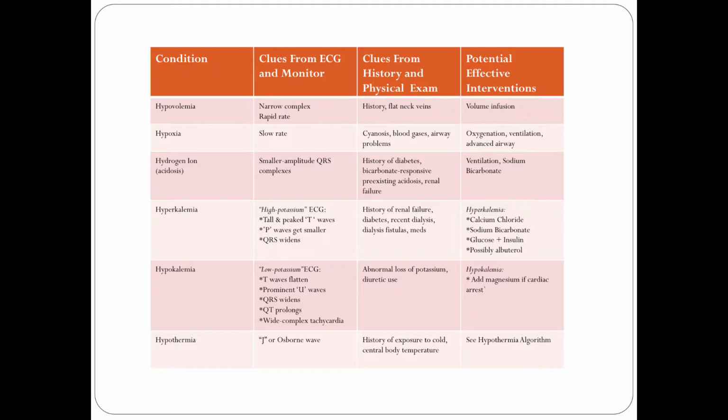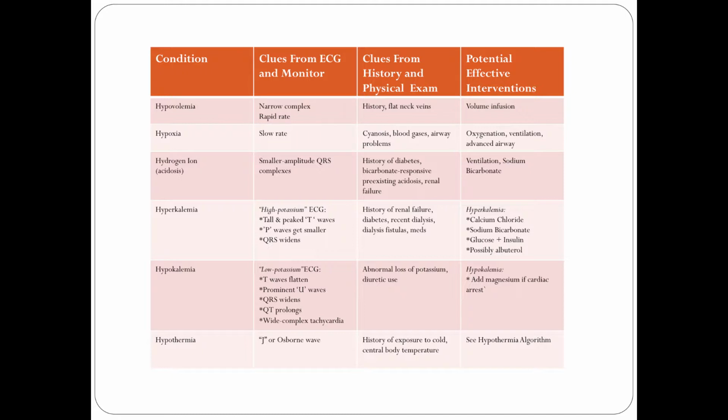Hypokalemia, we have flattened T waves, a wide QRS, and the QT interval starting to lengthen out. You might see some more wide complex tachycardias. You may have a more prominent U wave following the T wave, but if you're not used to seeing those, it's probably something you might not notice. So you can become more familiar with them if you'd like to.